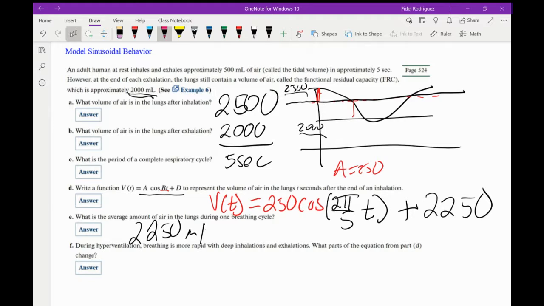Now that I know the midline, I can find my altitude. The fact that they told us the length of time it takes me to inhale and exhale is 5 seconds, that can be my period. Does that make any sense?